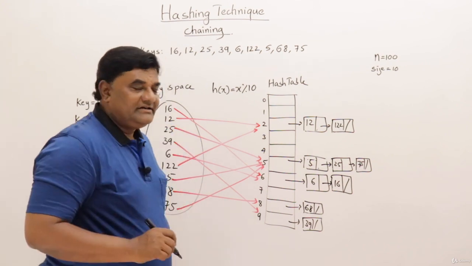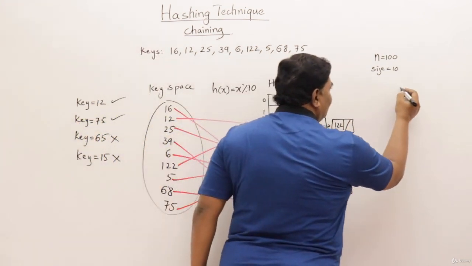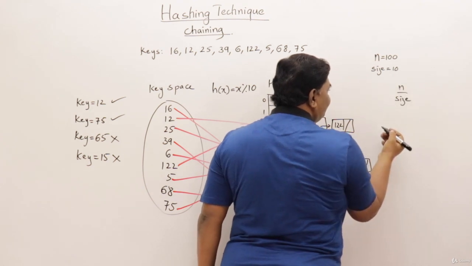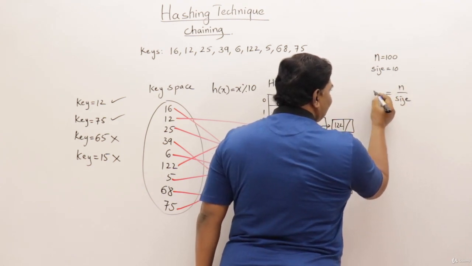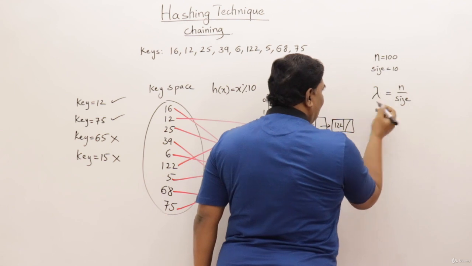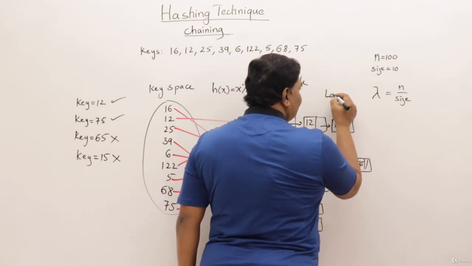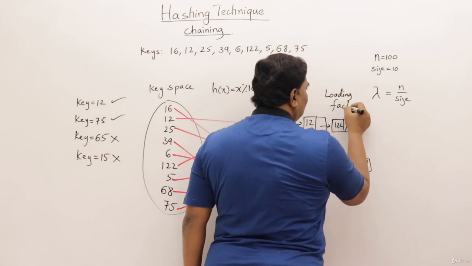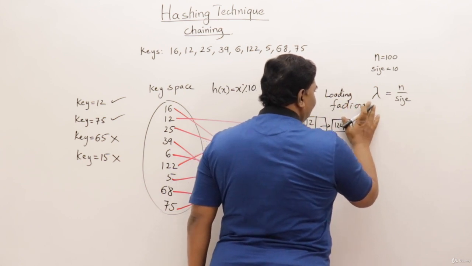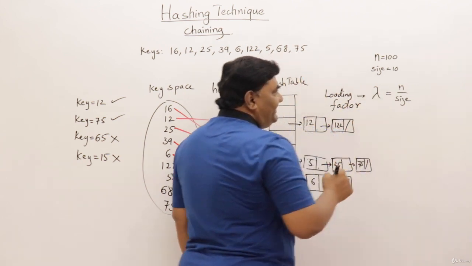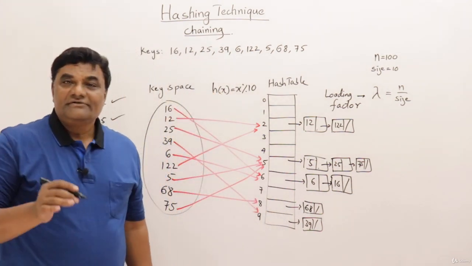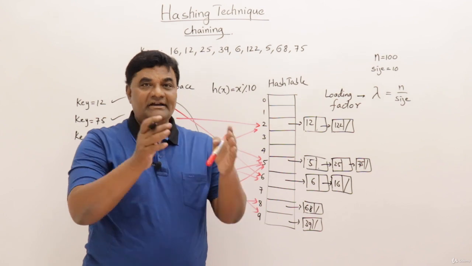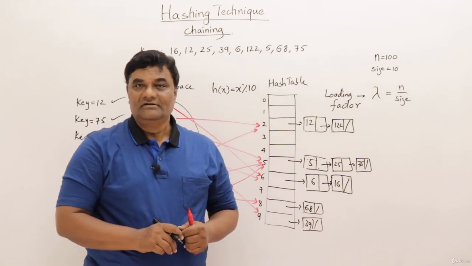Now the very important thing: I'll take n by size, that is, number of keys by size. This is represented with lambda or alpha and it is called the loading factor. This loading factor is very important in hashing. Loading factor is number of keys divided by size of the table.